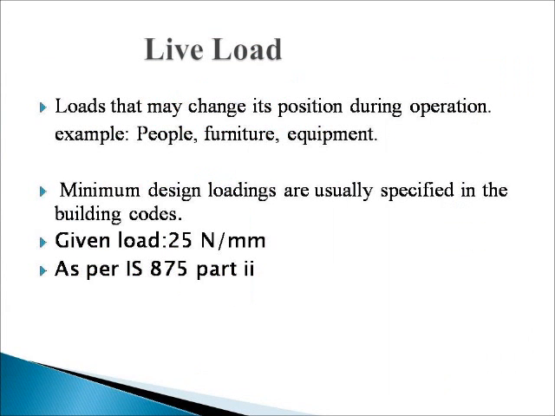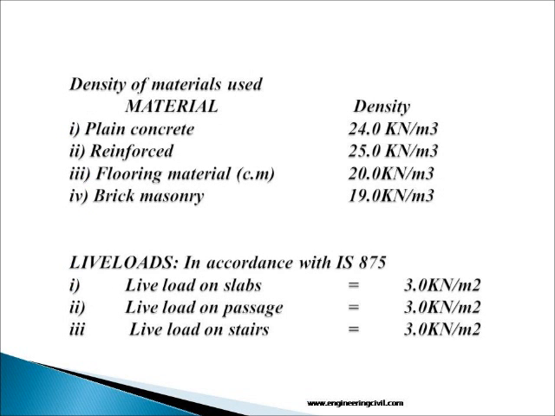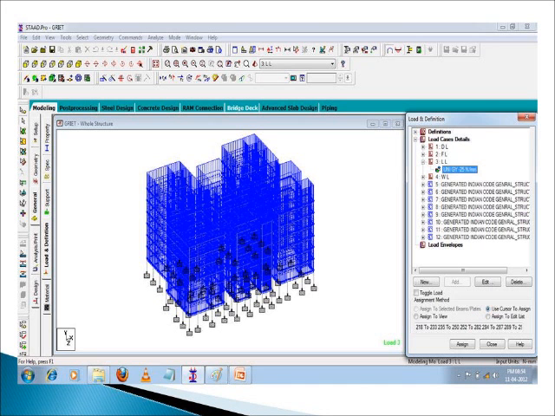Next, live load. Live loads are loads which may change their position and magnitude with time. An example of live load is people moving on the structure. In this building we gave live load as UDL. In Staad we select the type of load after creating the load case and later we assign it to the required parts of the structure. Here blue color indicates live load on the structure. Loads are designed as per the code IS 875 part 2. Given load is 25 Newton per mm.